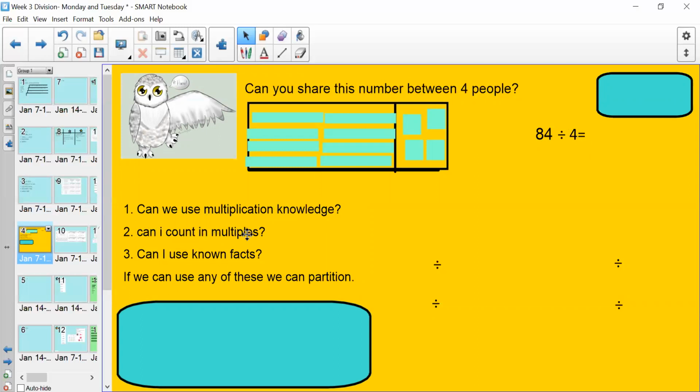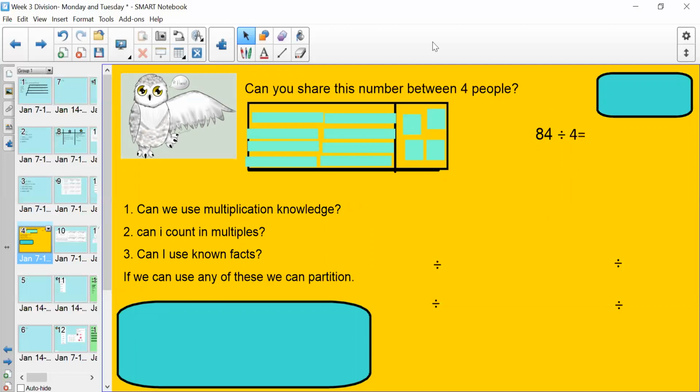Can I count in multiples? Would it make sense to count in multiples of 4 all the way up to 84? You could possibly do it, but it's going to take you a long time. Can I use any known facts? If you can't do any of these 3 methods really quickly, then we're going to have to use the partitioning method that we're going to do today. There's nothing wrong with using the other methods, but this method will be a bit quicker.